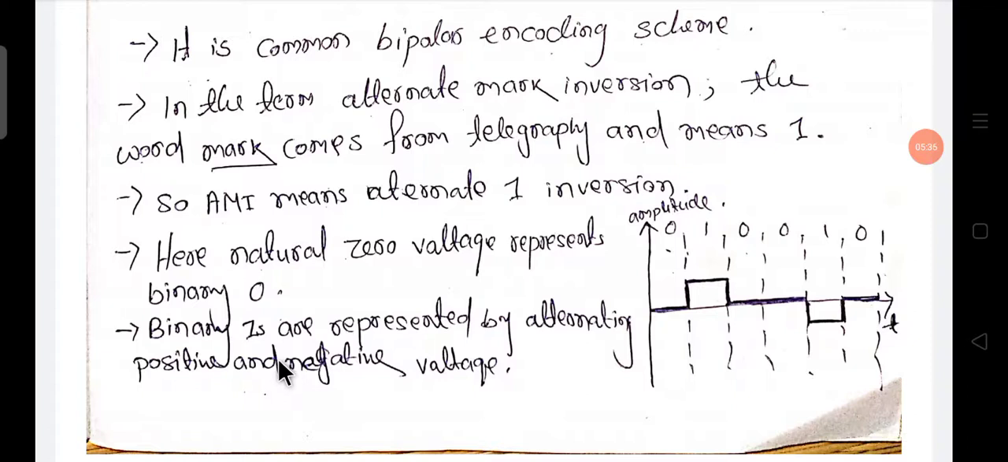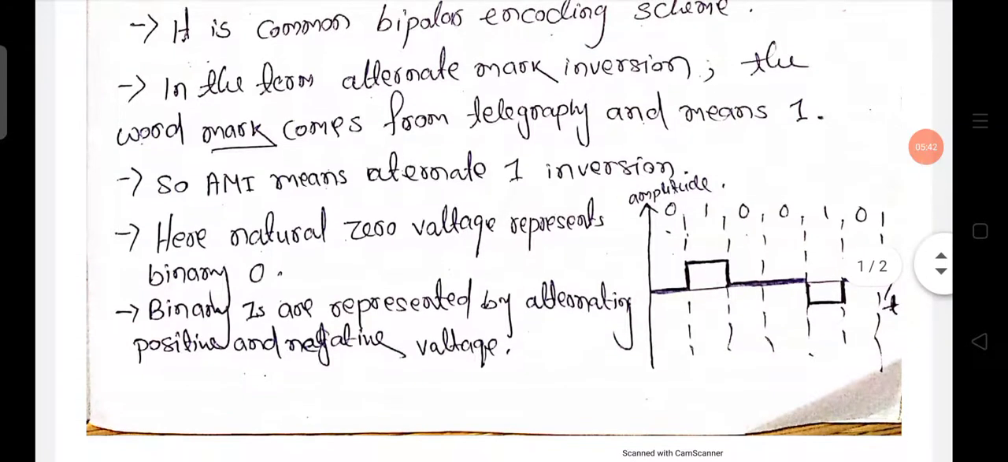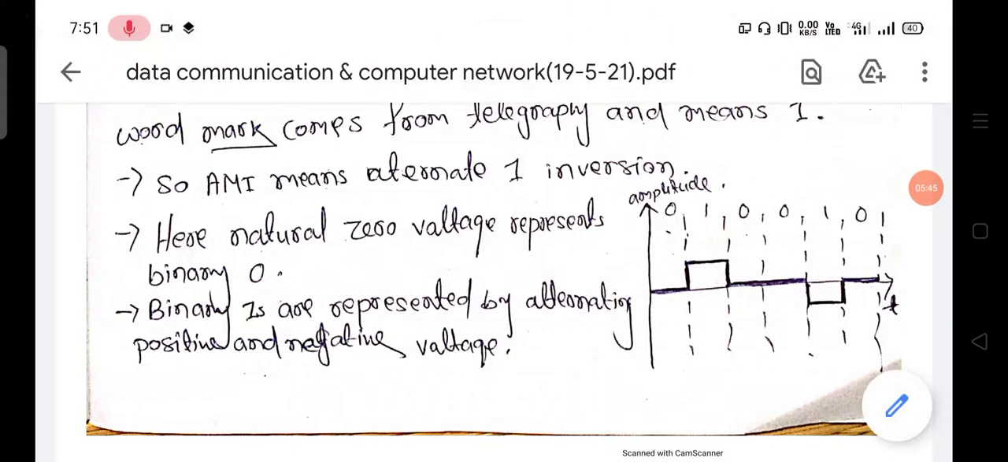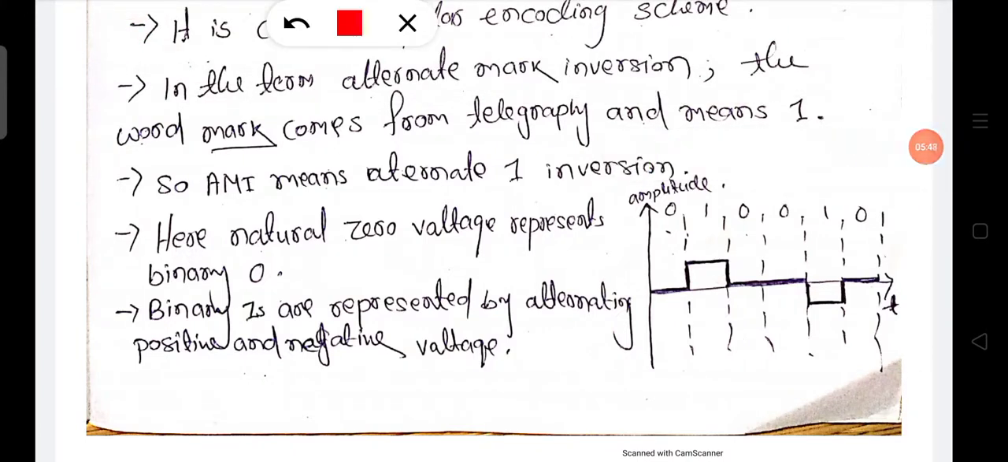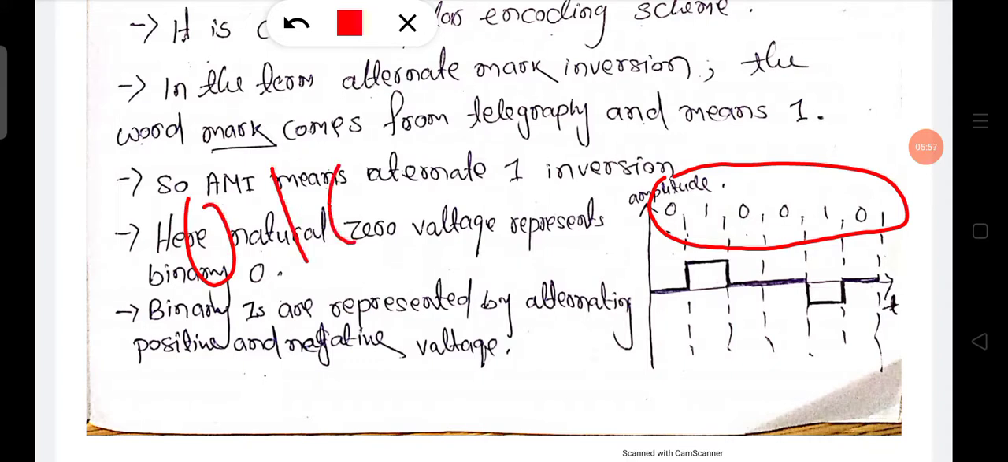And to make it clear, let's see a waveform. Here the data given is the digital data 0 1 0 0 1 0. We want to encode this digital data into a digital waveform, or digital signal, using the AMI scheme.